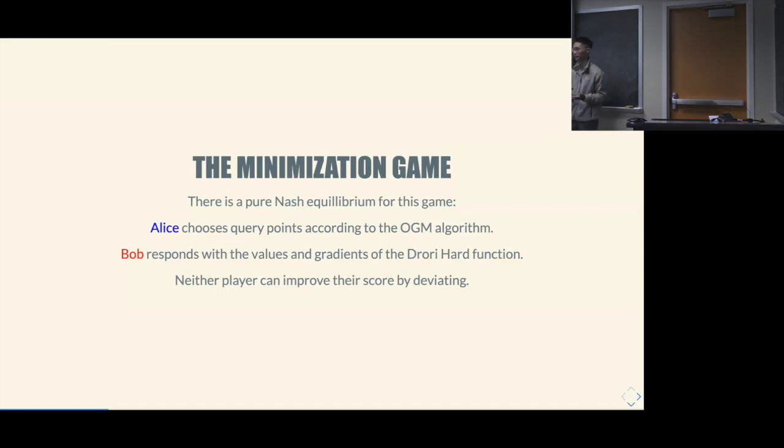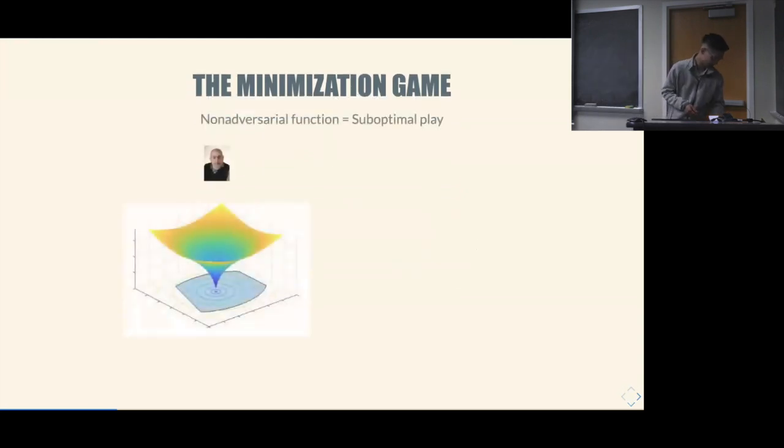So the strategies are, the optimizer is going to choose query points according to the optimized gradient method algorithm. And I will respond by giving you values and gradients from this Drori hard function. And what I've been saying about minimax optimality is really saying that this is a Nash equilibrium for this game. Okay, so neither player can improve their performance by deviating.